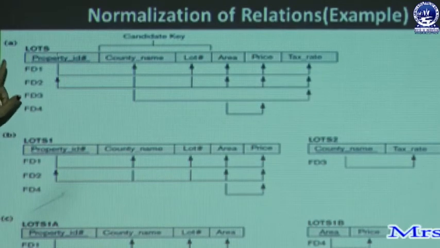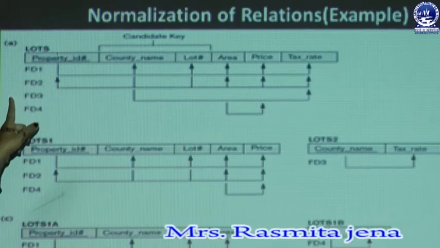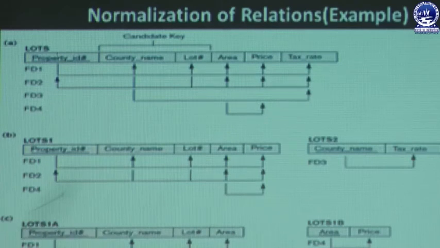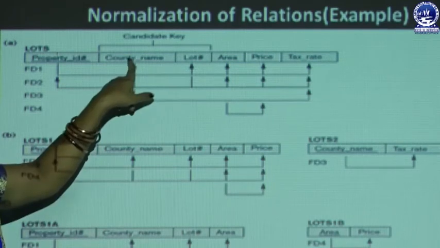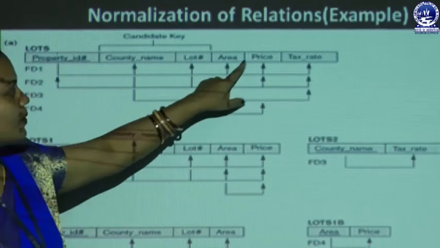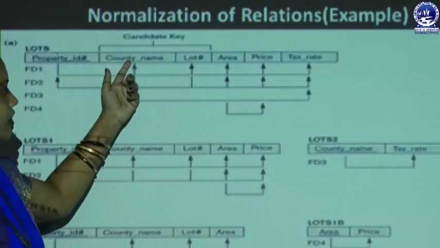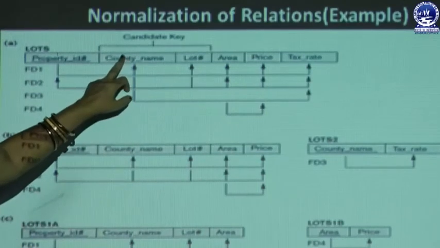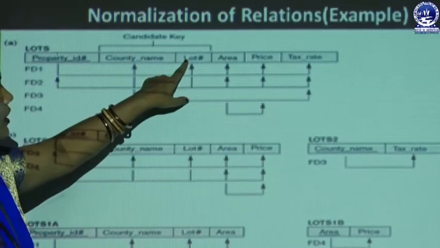Then we have to check whether the relation schema is in second NF or not. The second NF is what? The relation schema is in second NF if it is in first NF, and the second condition is that the non-key attributes are fully functionally dependent upon the key attribute, not on just part of the key attribute. Suppose country name and lots is the key attribute, and you can see the property ID, area, price, and tax rate depend upon the country name, and also the tax rate can only be determined from the country name. The tax rate cannot depend upon the lots name.